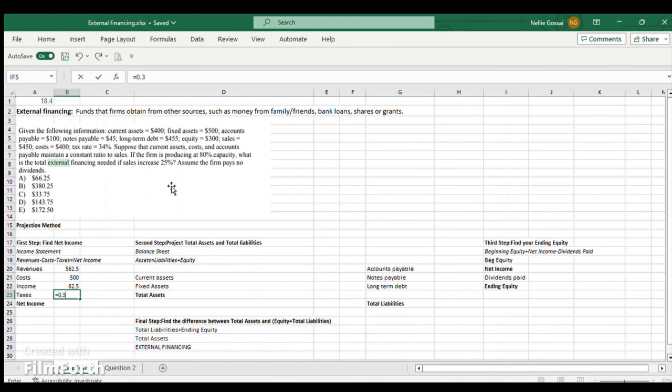We know that our revenue minus our costs is our income, and we also need to subtract our taxes paid, which is our tax rate times our income. And so our net income ends up being 41.25.